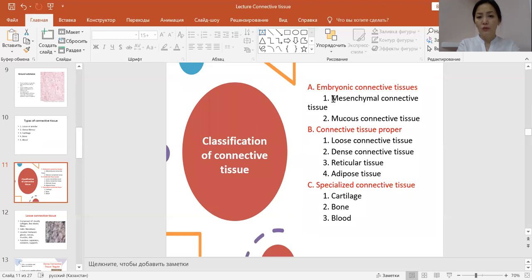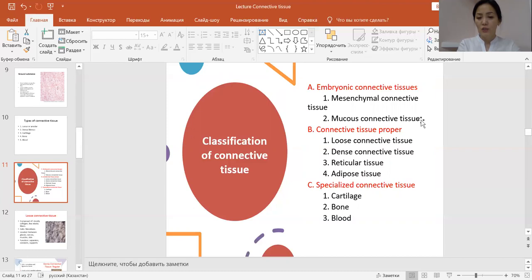If you remember, the embryo has three germ layers: ectoderm, endoderm, and mesoderm. And the mesenchymal cells, or mesenchymal connective tissue, develop from the mesoderm mainly. Mucous connective tissue, for example in the umbilical cord, which consists of three blood vessels, and between the blood vessels we can find mucous connective tissue, which is also called Wharton's jelly.